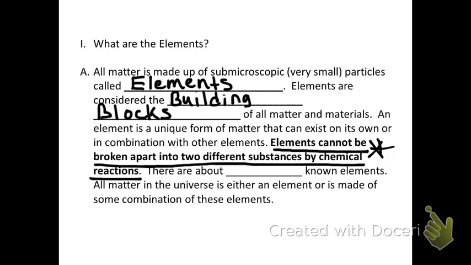You can break elements down through what is known as nuclear reactions, and we will discuss nuclear reactions at another time. Right now, there are about 118 known elements in the universe, and all the matter in the universe is made up of a combination of these 118 elements.